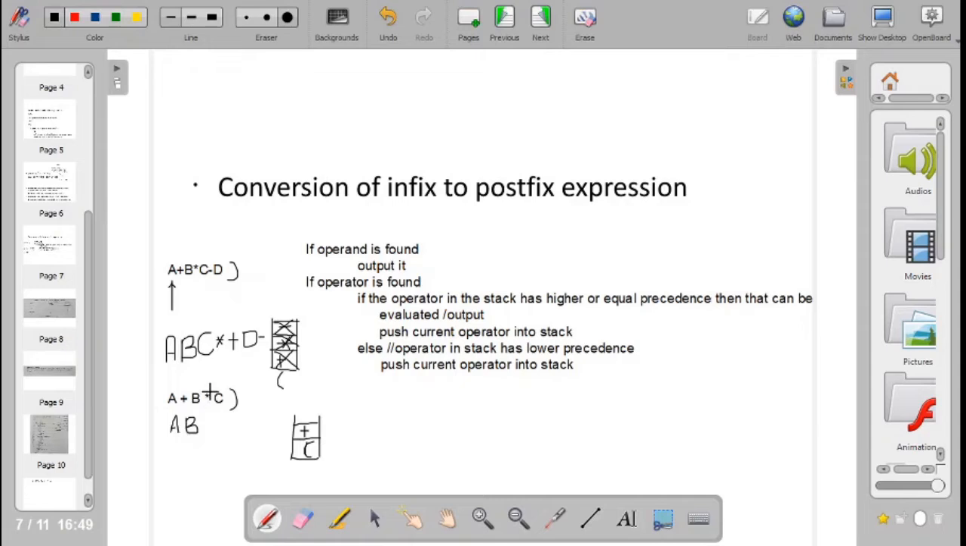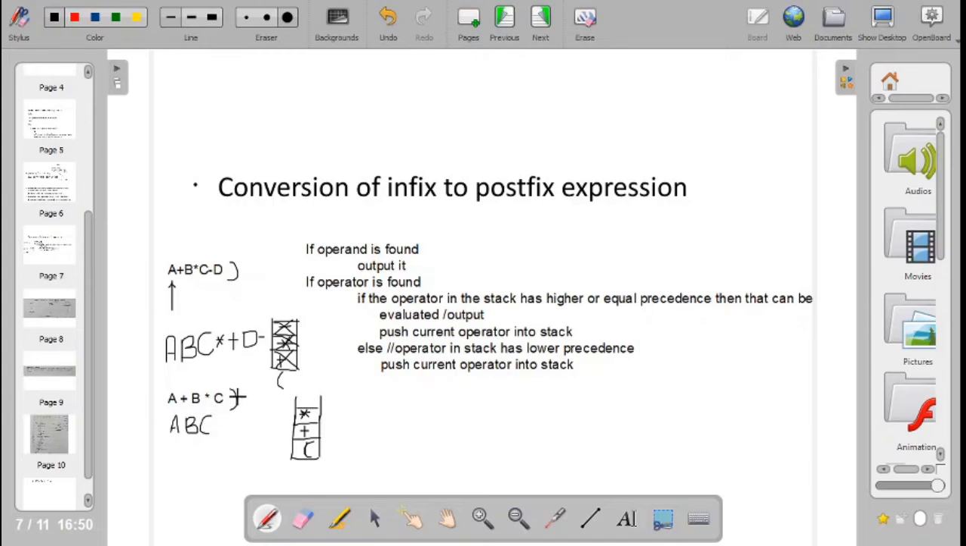Next we come across star, which is another operator. So what do we do? We compare it with whatever is there on the stack. Since it has higher priority, we just push star. If it had been lower priority, we would have popped out. But since plus has a lower priority, we push the current operator onto the stack. And then we come across c. So c is also output.